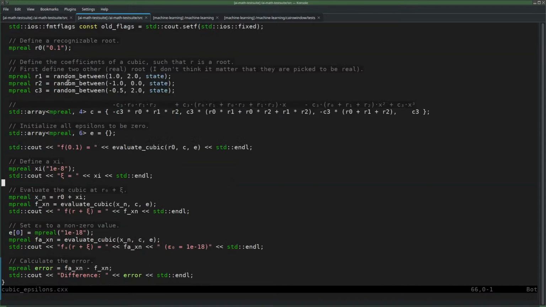Okay, so I set a root to 0.1 in order to easily see the difference between r and r squared and r to the power 3. I don't think the other two roots matter much, so I just take some random value. I think whole numbers here is not what you want. Pick a C3 in case that matters as well, and then we calculate the coefficients of the polynomial using the roots.